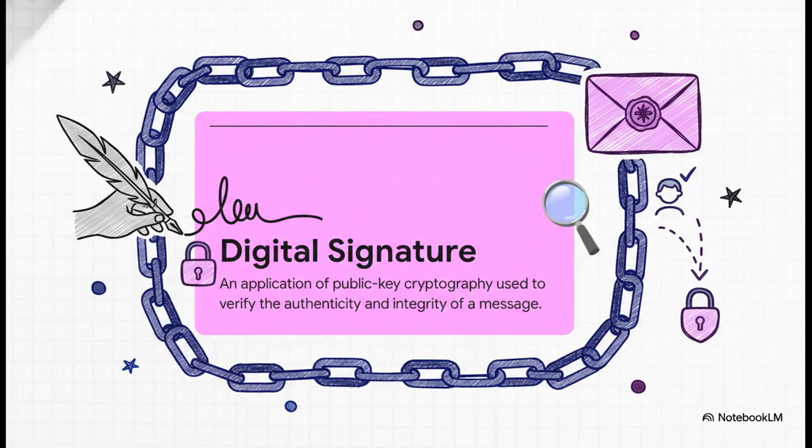And this brings us to one of the coolest uses of this tech, the digital signature. You can think of this as the internet's official, tamper-proof wax seal on a letter. It guarantees two absolutely critical things. One, that the person who sent the message is who they say they are, and two, that the message hasn't been opened or changed one bit along the way.